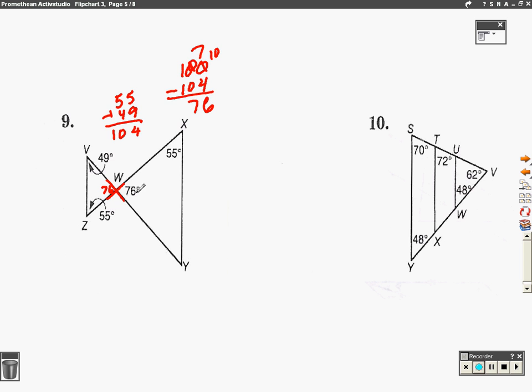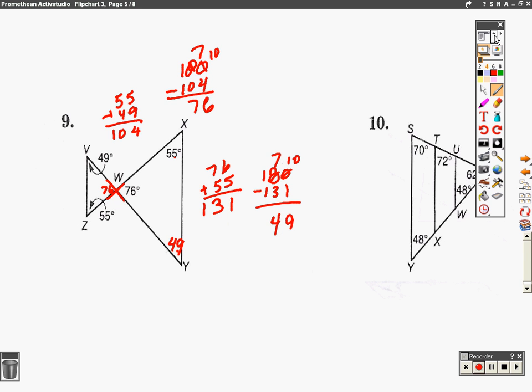And if this is 76 and this is 55, then this right here is going to be the missing angle. Well, 76 plus 55 is 131. And 131 minus 180 is 49. Now, here's how you're going to do this one. If I extend this line, this is my transversal, and then I'm going to put my parallel lines, or what I think might be parallel lines, in green.